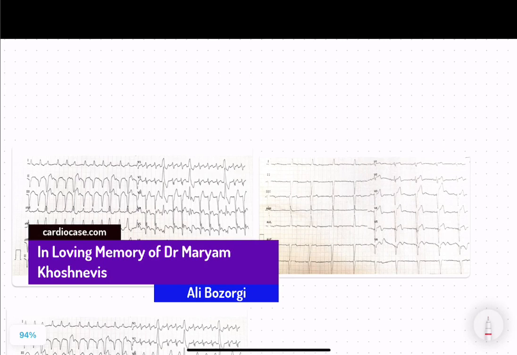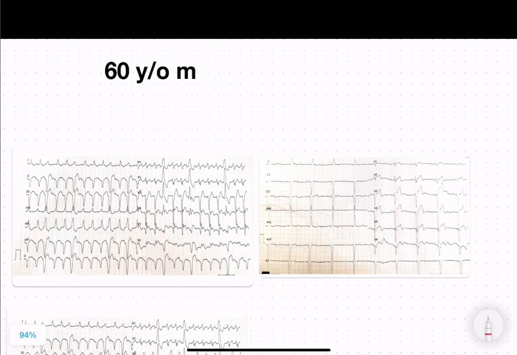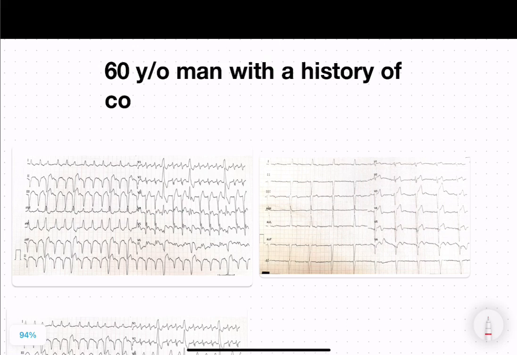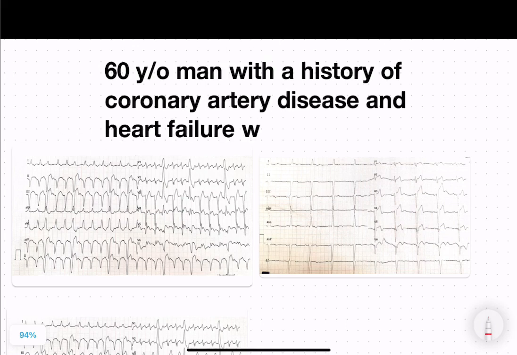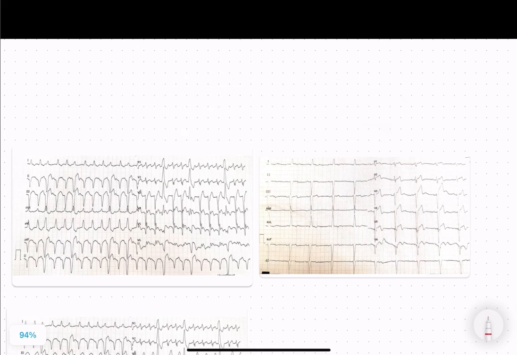Today, we're delving into an ECG of a 60-year-old man with a history of coronary artery disease and heart failure with LVEF of 15%. He came to the emergency department complaining of palpitations, and an ECG of the tachyarrhythmia and a previous ECG in sinus rhythm are shown. Before we proceed, I encourage you to pause and carefully observe the ECG. Soon I'll give you an in-depth breakdown of what we're seeing.